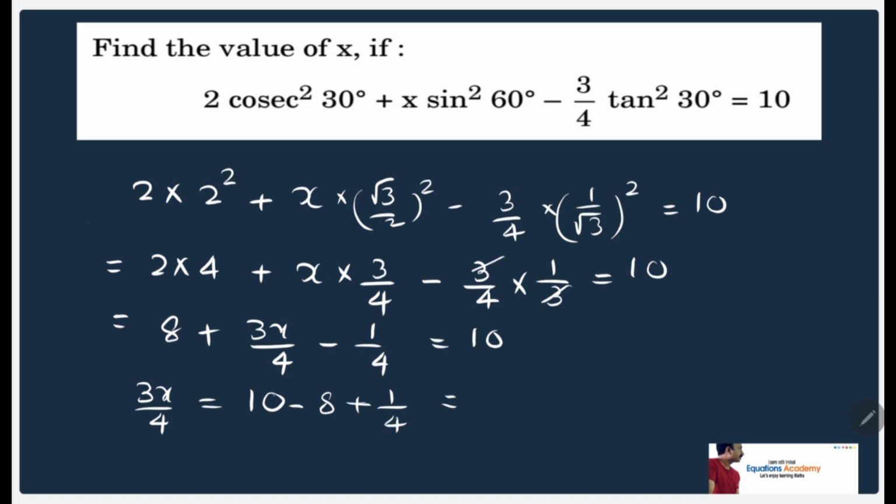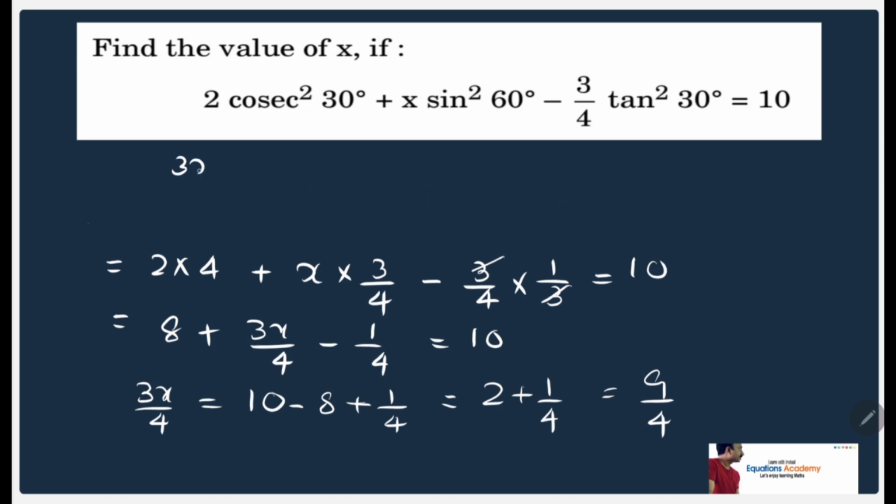10 minus 8 is 2. 2 plus 1 by 4. We can write it will be 2 into 4 is 8, 8 plus 1 is 9, 9 divided by 4. So we get 3x by 4 is equal to 9 divided by 4.